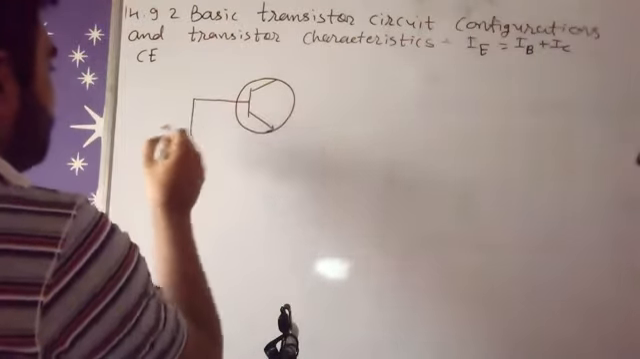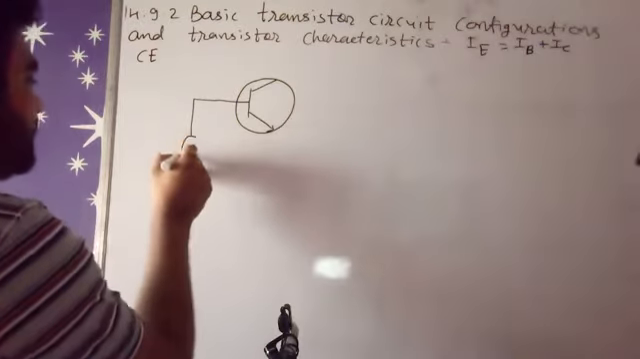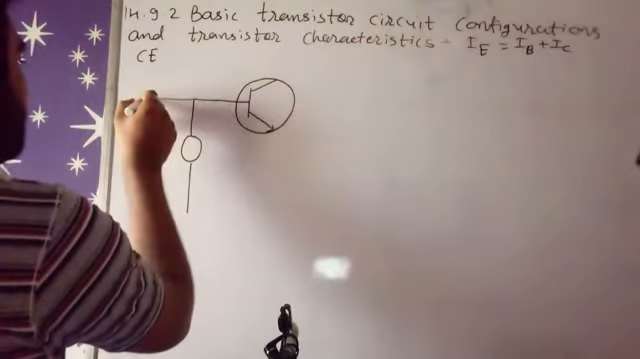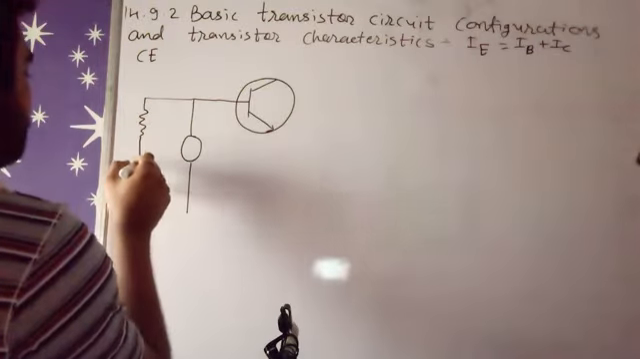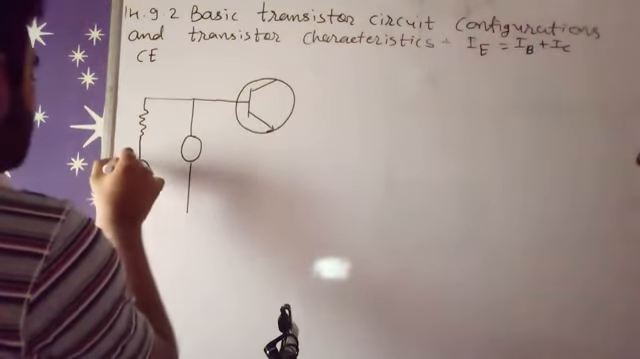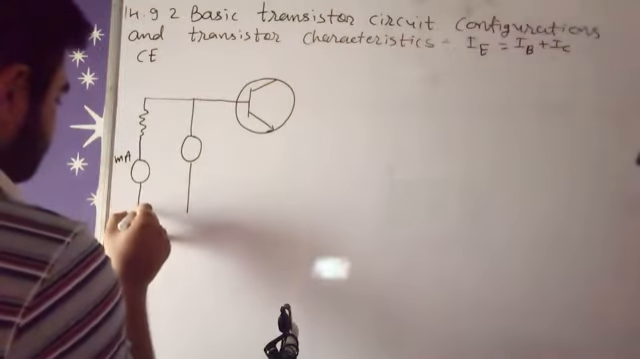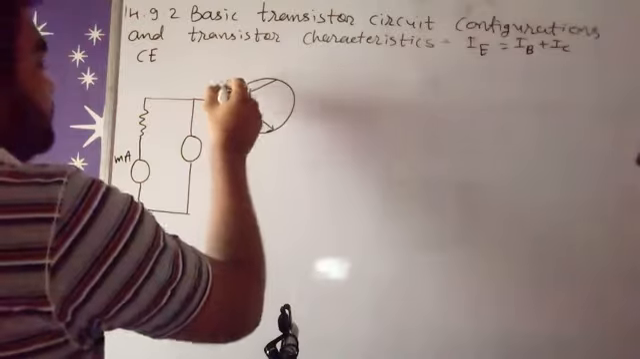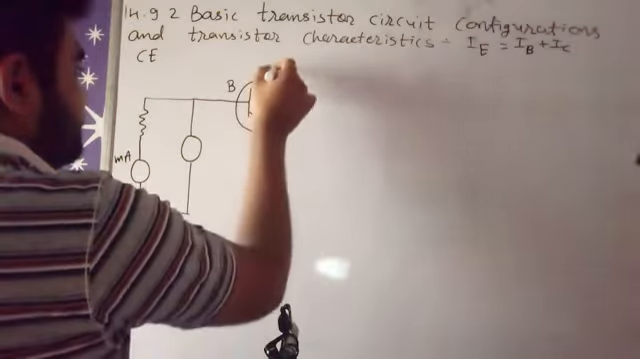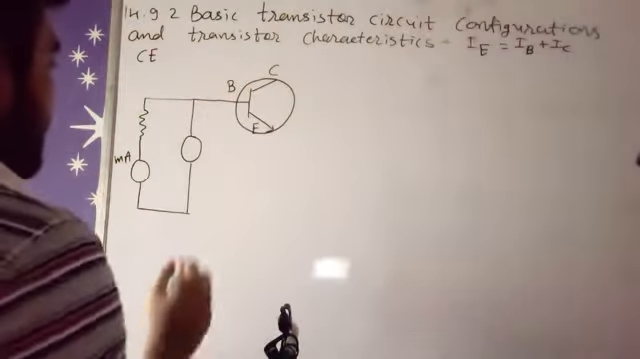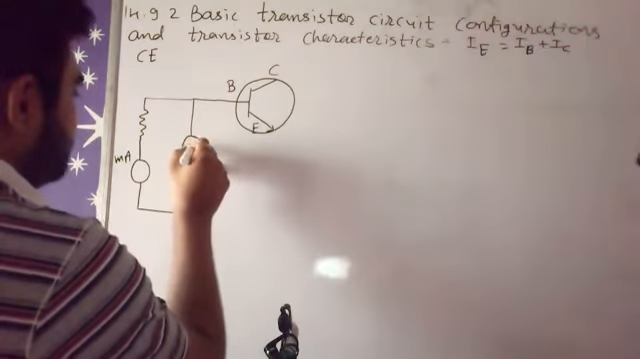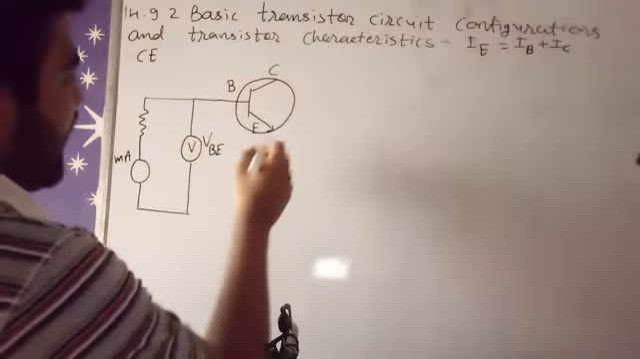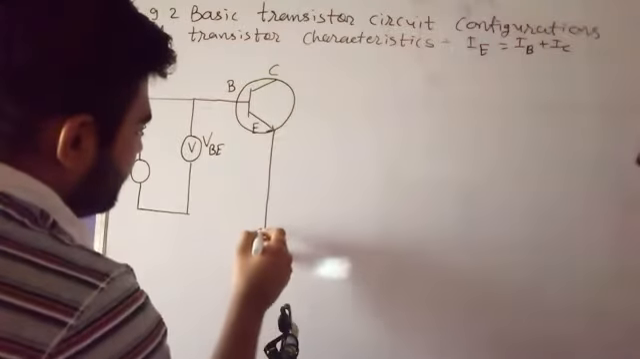Further, now we have to join one voltage source here, and connect one resistor with a milliammeter. So this is the base, this is the emitter and this is the collector. I have to name this voltmeter. It is known as VBE. The emitter should be grounded here.